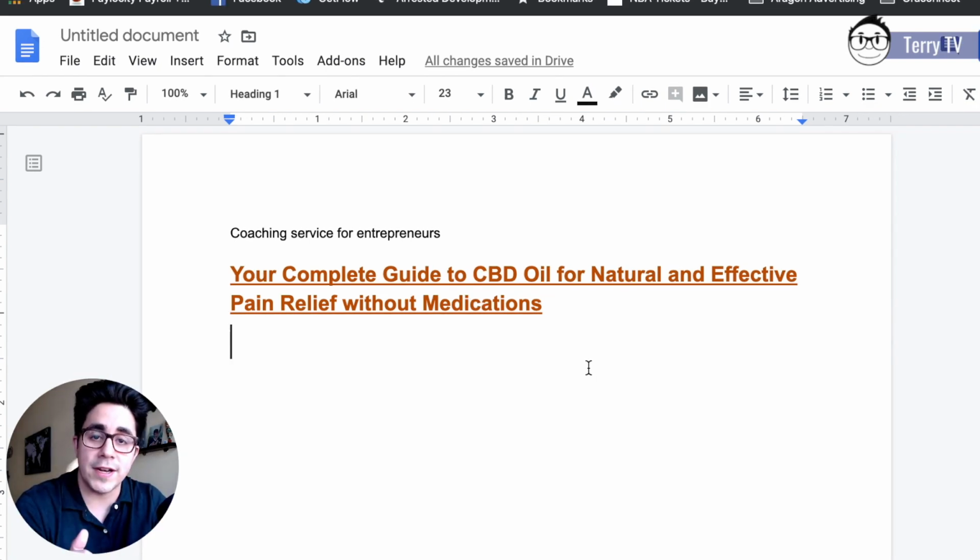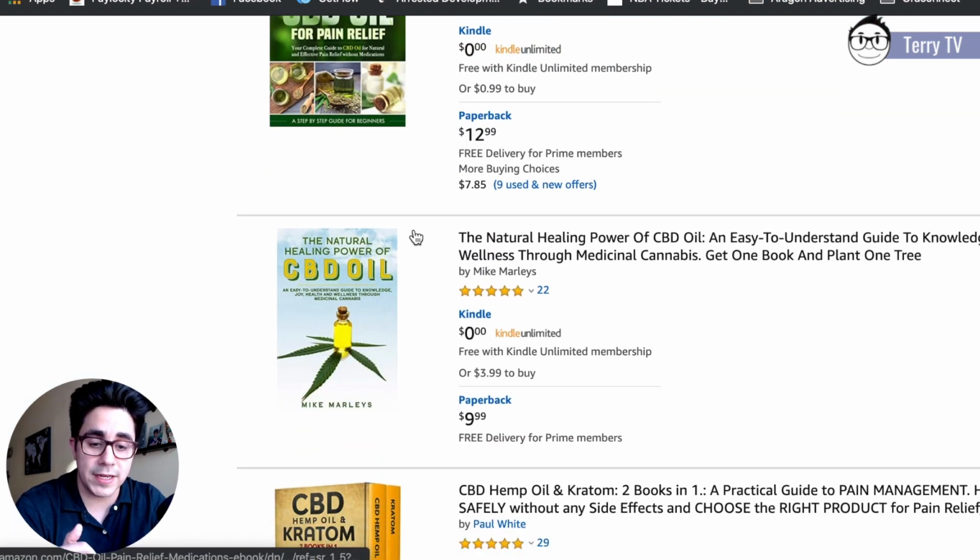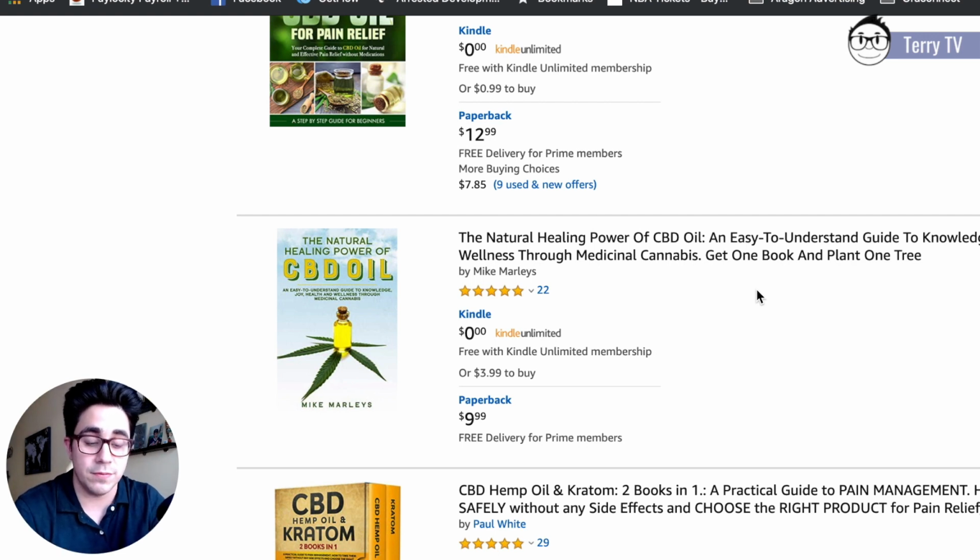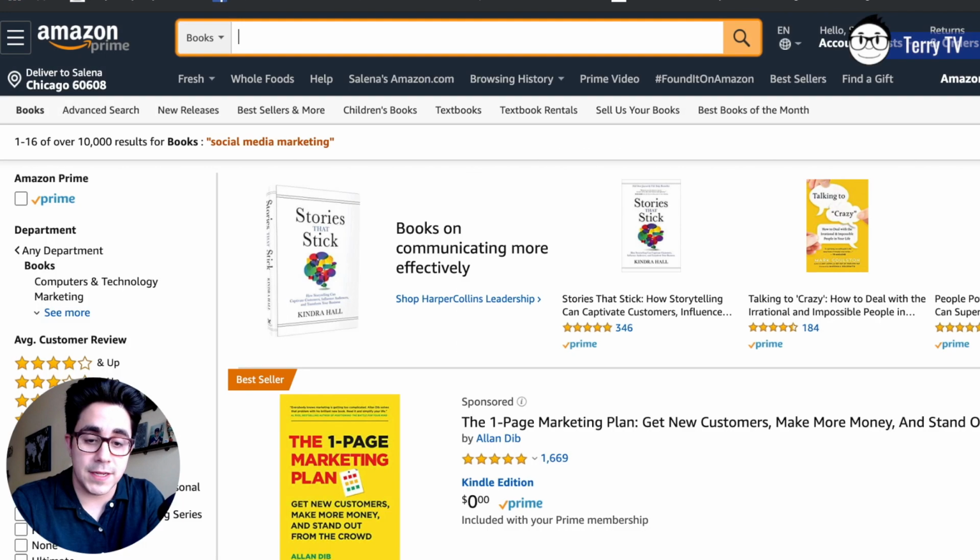But this is the strategy I'm talking about. They're laying out that format for you. So keep scrolling, write down some other ones. An easy to understand guide to knowledge, joy, health, and wellness through medical cannabis. That's an effective one. You can tweak that around to use it yourself. It works for a variety of industries.